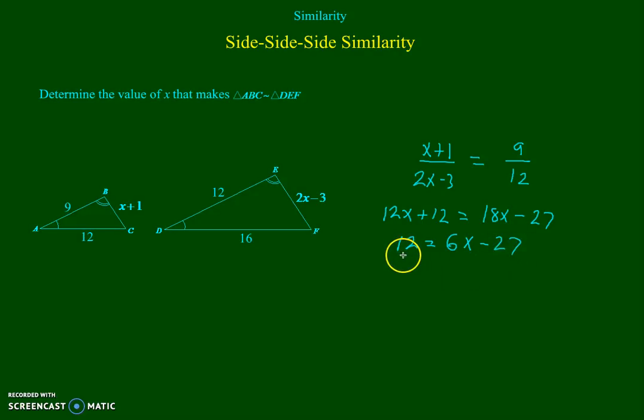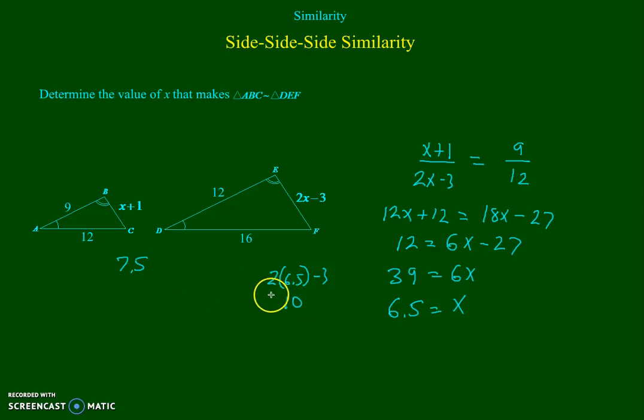We're going to go ahead and add 27. So that's 39 equals 6x. Finally, we'll divide by 6, and 6.5 equals x. So the value of x that makes these things proportional is 6.5. And if we wanted to add that in there, this side length becomes 6.5 plus 1, which is 7.5. And this side becomes 2 times 6.5 minus 3, which is 10.